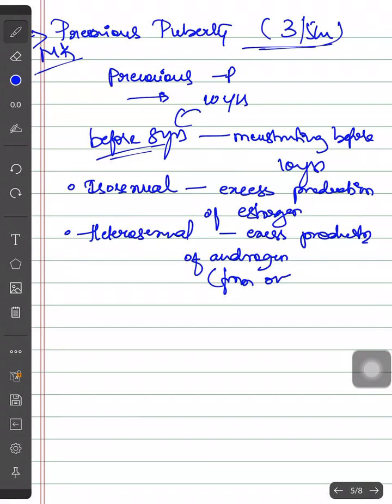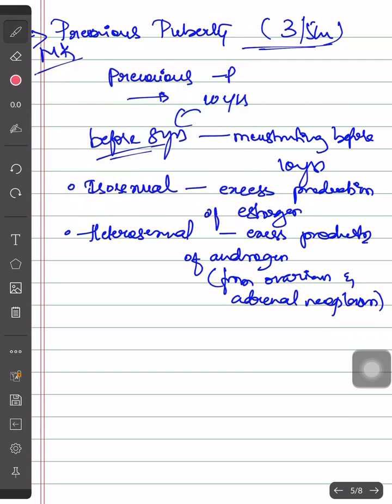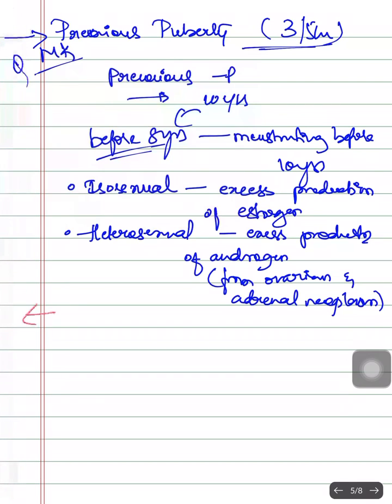Coming to the causes of this precocious puberty, we will mainly see types and causes. In every question you have to first write the definition, and secondly the etiology, which is the cause, and if there are any types you have to write that, and also the etiopathology and treatment, its diagnosis and its management.